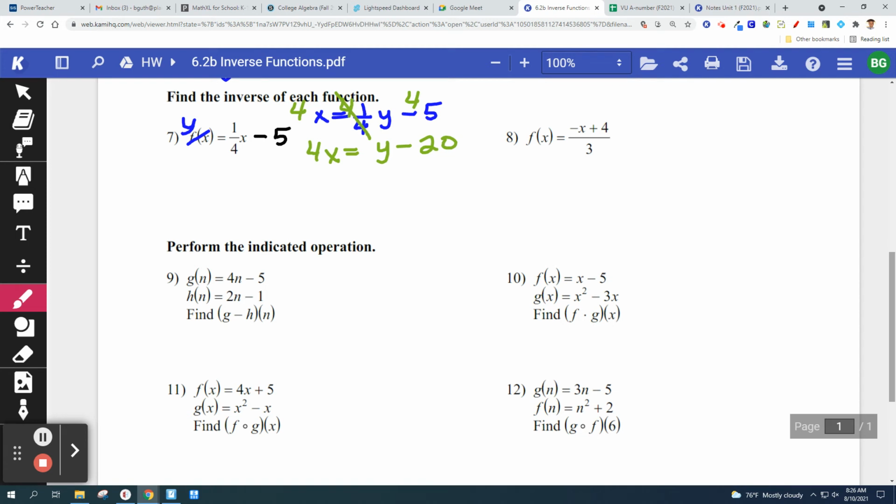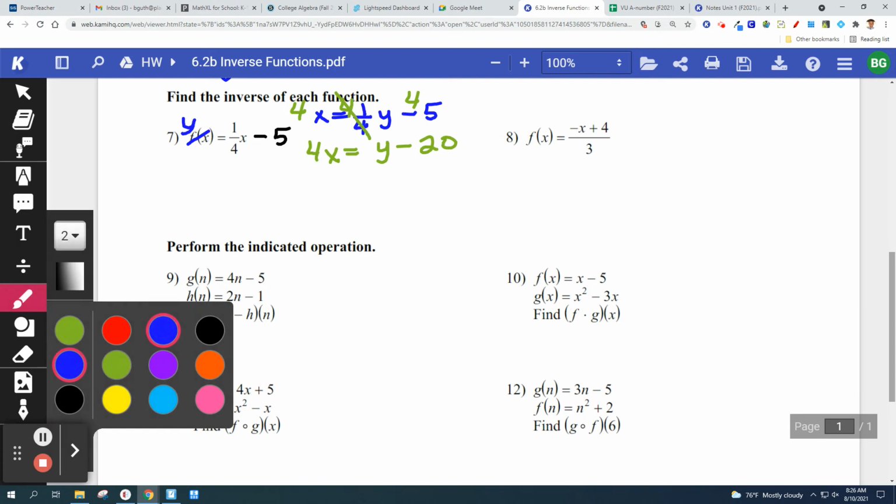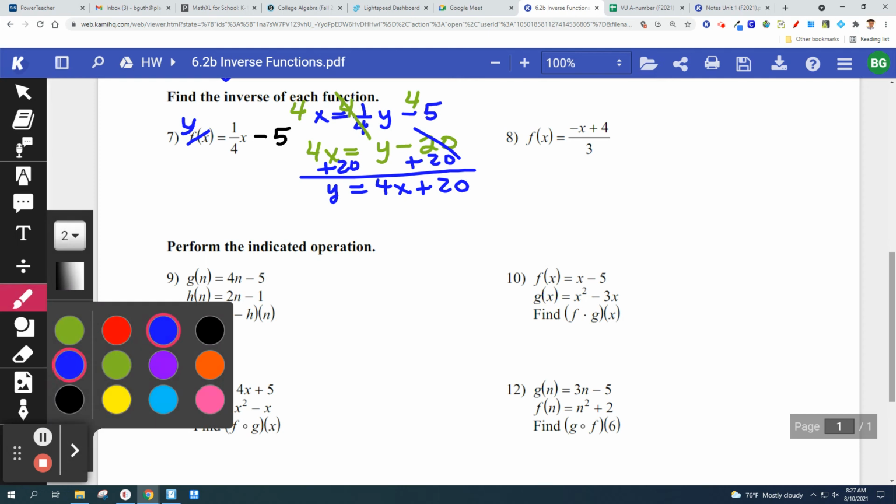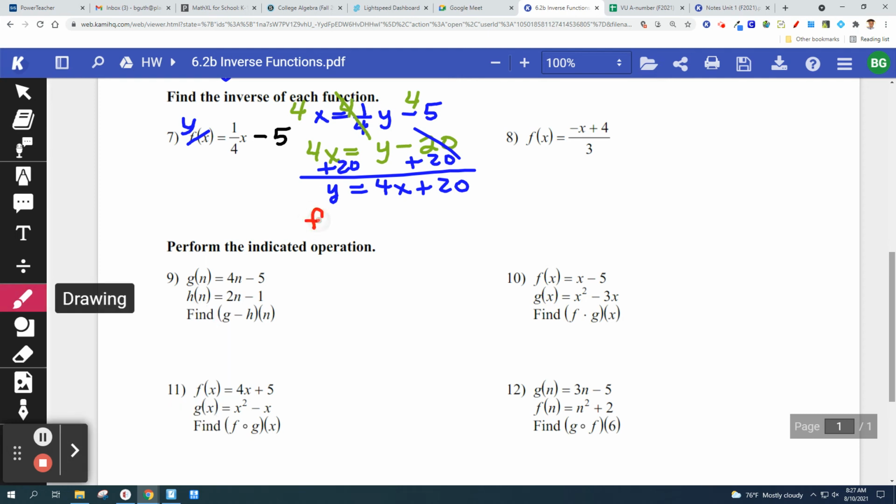Still on step 3, I'm still trying to isolate y. So here I'm kind of stuck. I have to add the 20. Add the 20 over. And I'd probably write y first, but I've got y isolated now. Y is by itself. 4x plus 20 is on the other side. That's step 3, isolate y. Step 4, just change the y back to f prime. Okay, f prime of x, or f inverse of x equals 4x plus 20.